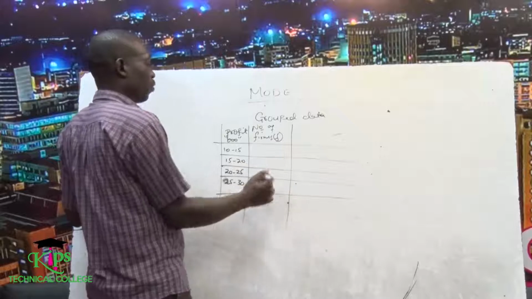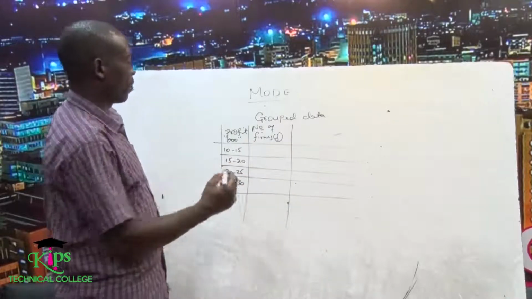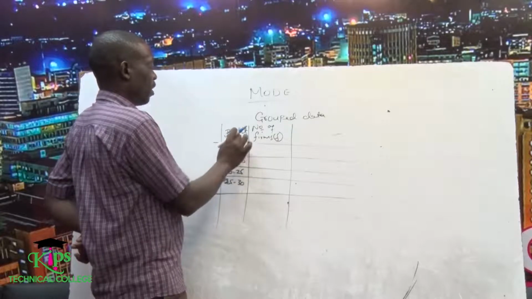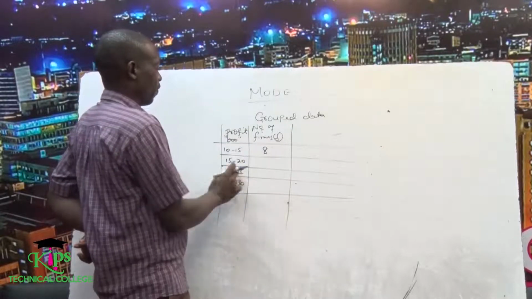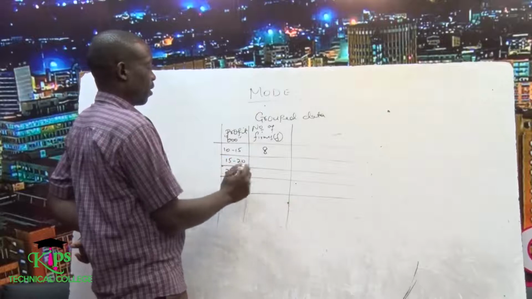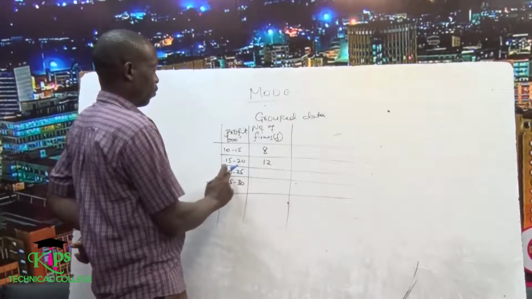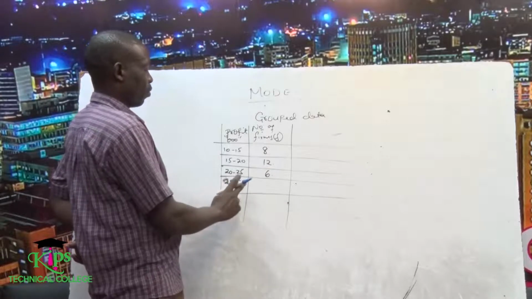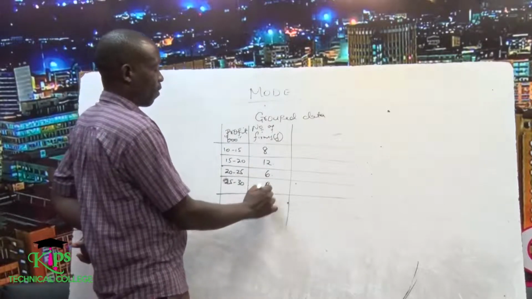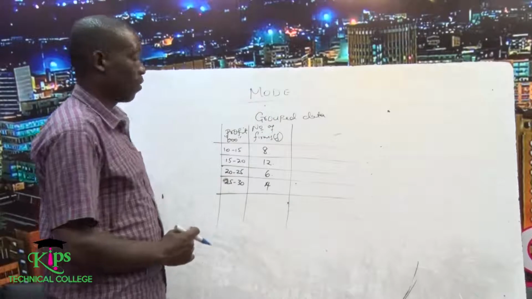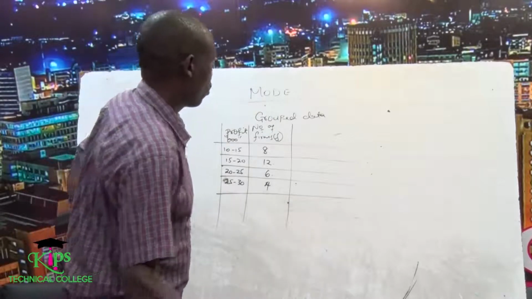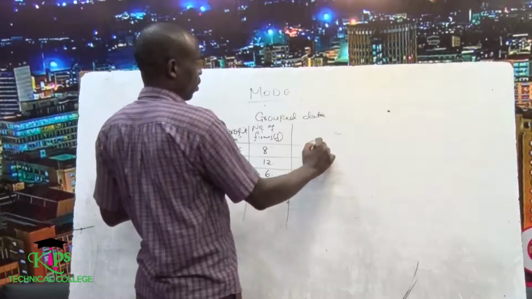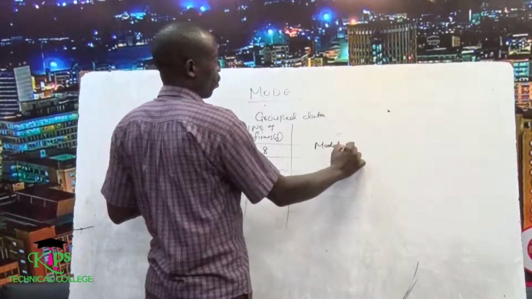So the profit that was generated by these firms, you can be given, maybe the firms that realized a profit of 10 to 15,000, they were maybe 8. From 15,000 to 20,000 profit, they were 12. 20,000 to 25,000, they were 6, and 25,000 to 30,000, maybe they were 4 firms that registered such a profit. And then now you are told, find or compute the modal profit.